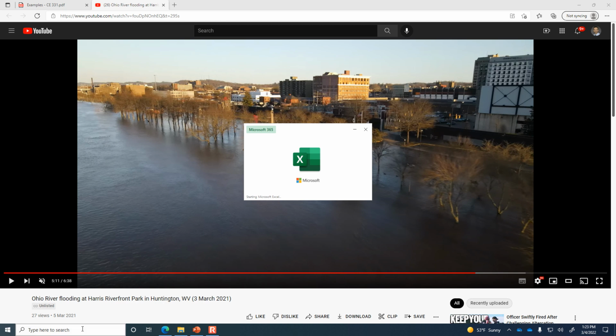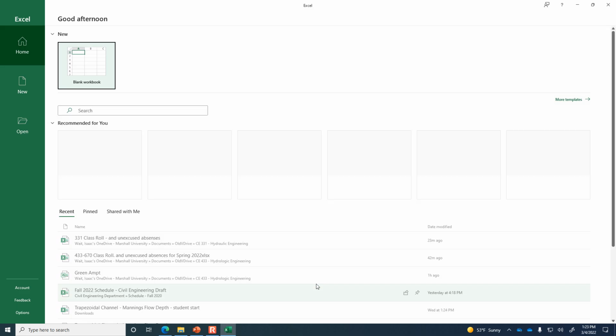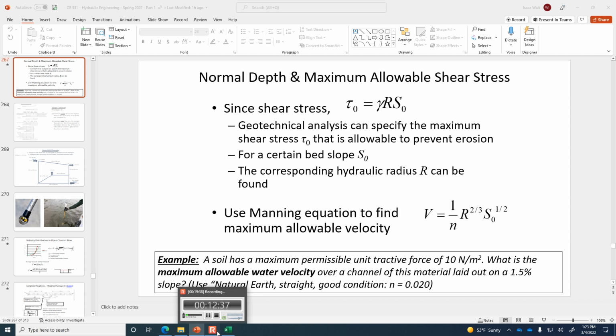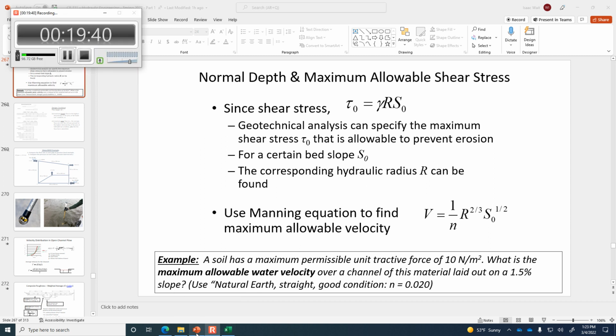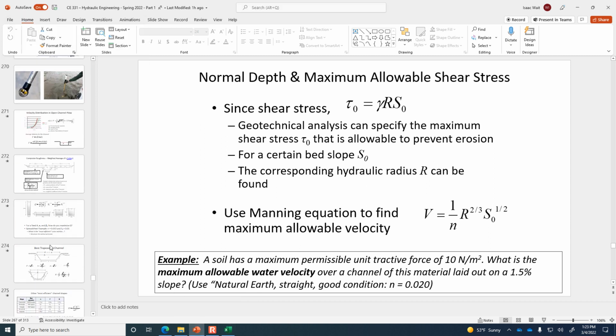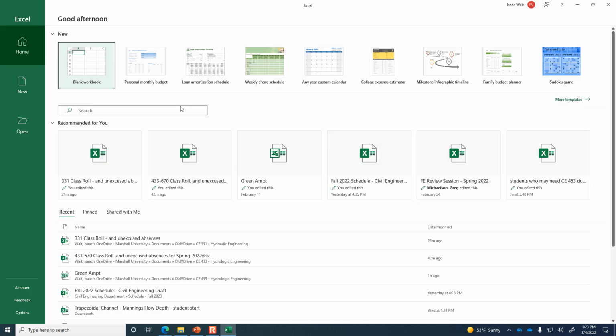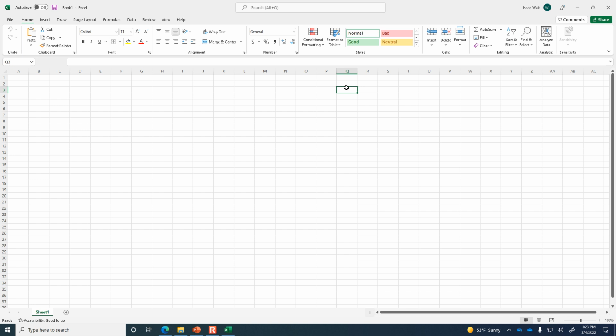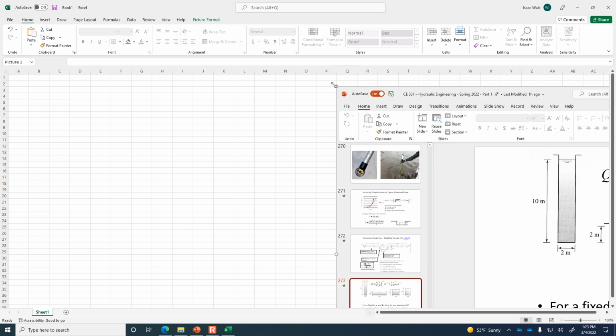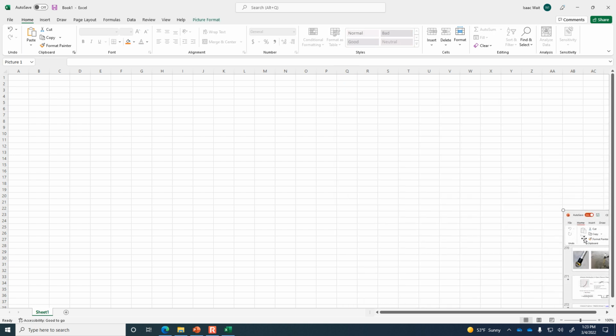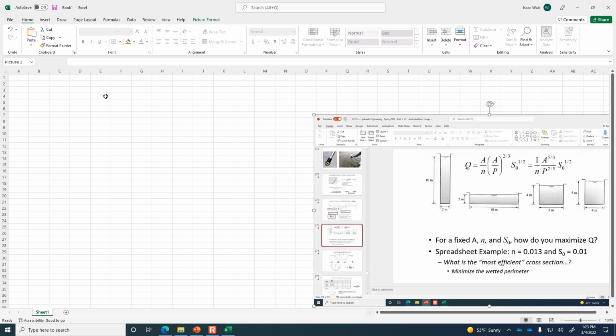This isn't something that you necessarily have to do, although you can if you like. I'm just going to copy this slide so that I can paste it into the spreadsheet, and we'll use it as a reference. All right.